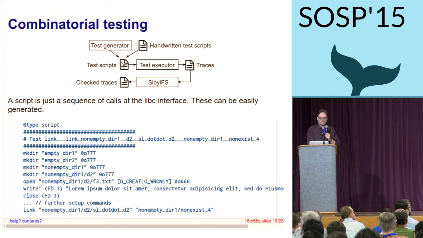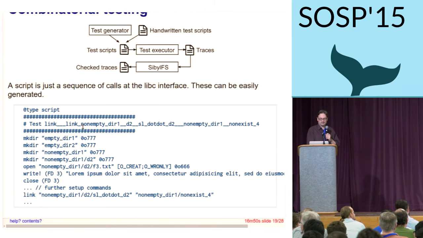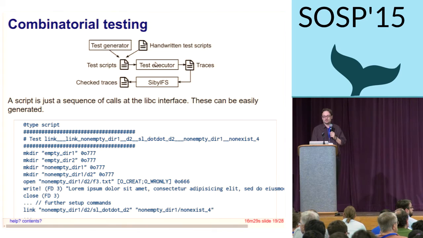So what's a test script? A test script is just a sequence of calls at the libc interface. Here's a test script: mkdir, mkdir, mkdir, mkdir, open, write, close, link. The point about these test scripts is that it's very easy to generate them, right? You can generate test scripts to try all possible combinations of calls at the libc interface. We generate all those test scripts and feed them to the test executor. This takes a test script, executes it on the target system, and records the calls and returns at the libc interface. We then feed that back into SibylFS and check whether the behavior is OK.